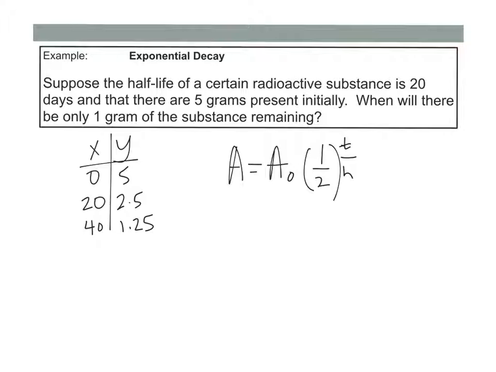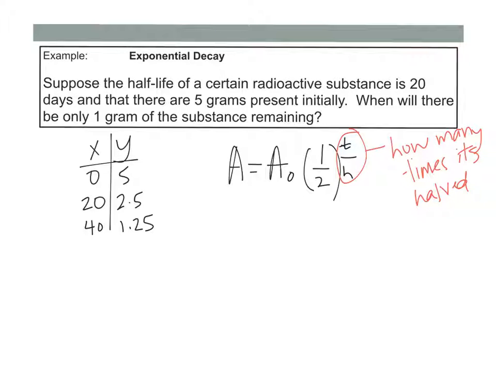This entire exponent should be how many times it's going to be halved. So how many half-lives have there been? It makes a lot of sense.